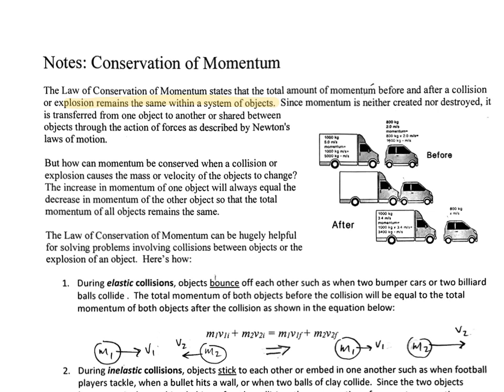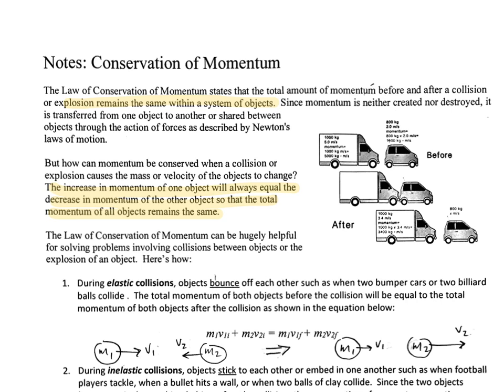So you may be wondering, how can the momentum be conserved when a collision or explosion causes the mass or velocity of the objects to change? Well, the increase in momentum of one object will always equal the decrease in momentum of the other, so that the total always remains the same.